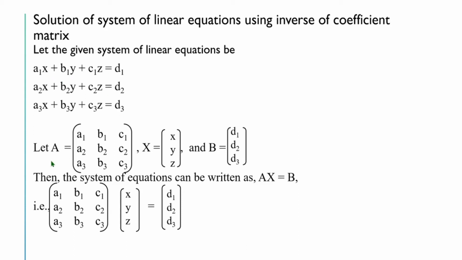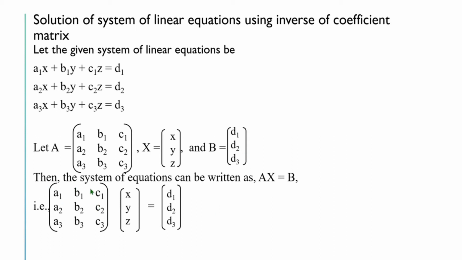Now let A be the matrix a1 b1 c1, a2 b2 c2, a3 b3 c3. Here A is called the coefficient matrix because it consists of all the coefficients of x, y and z. And let X be the matrix of the variables x, y, z and B the matrix containing the constant terms d1, d2, d3. So this is B.